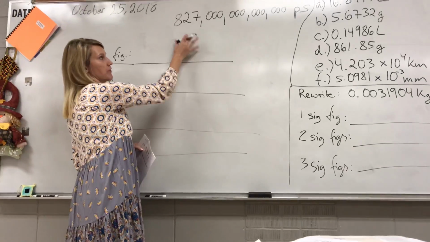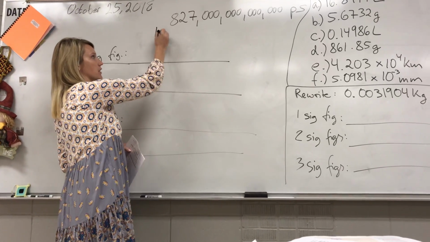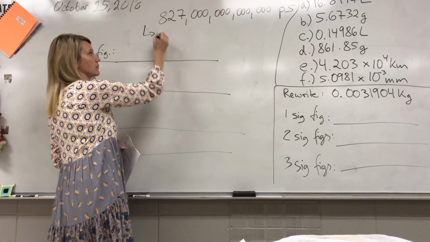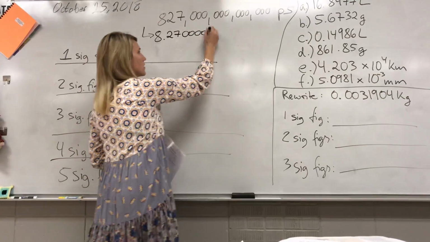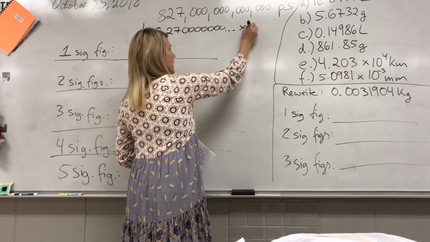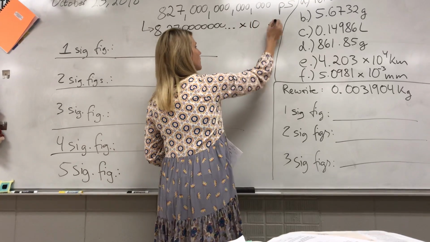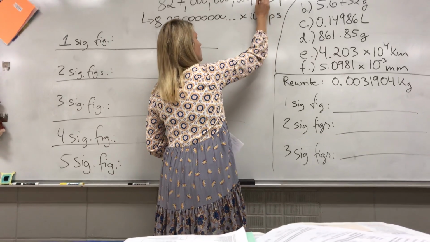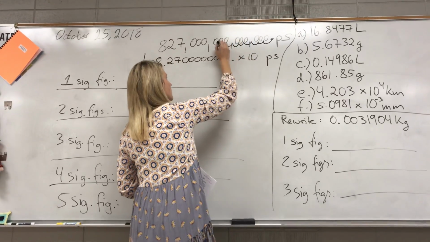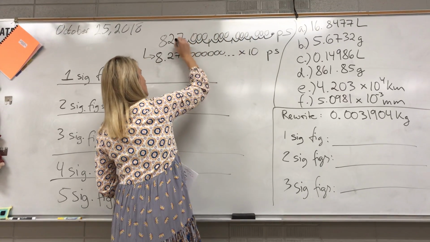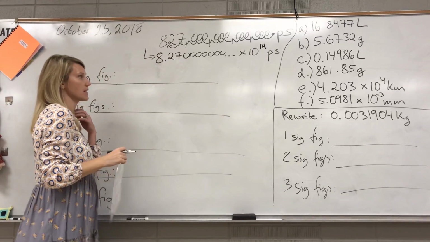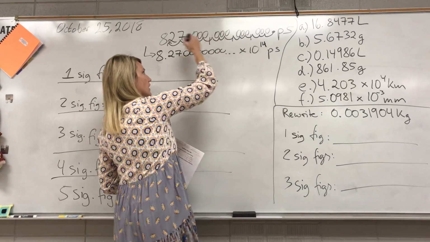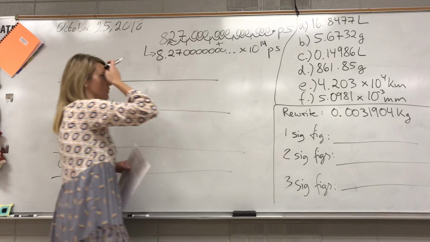I ask you to put this in scientific notation. What is this big number in scientific notation? 8.27 times 10 to the... you get all these zeros, right? Times 10 to the what? 14. Very good. Is it positive or negative 14? Positive. Remember, anytime you move the decimal to the left, it's always positive, okay?